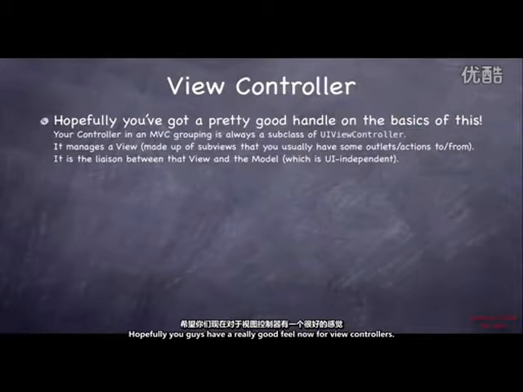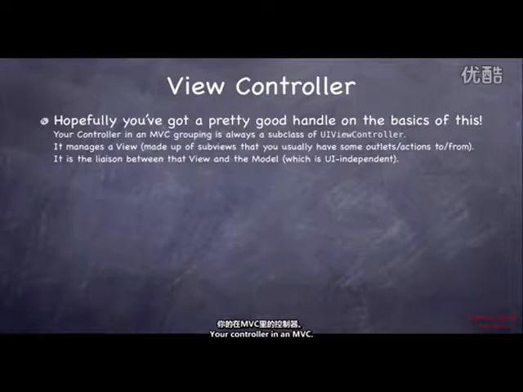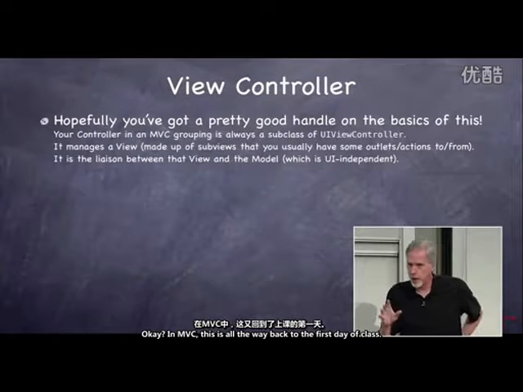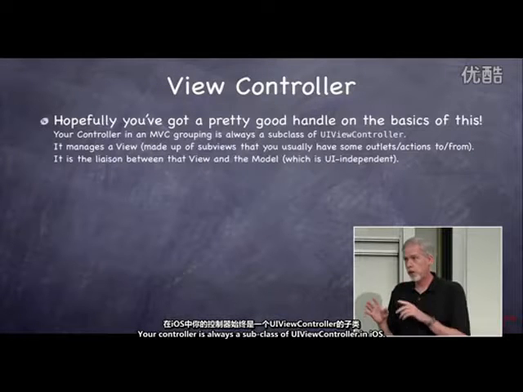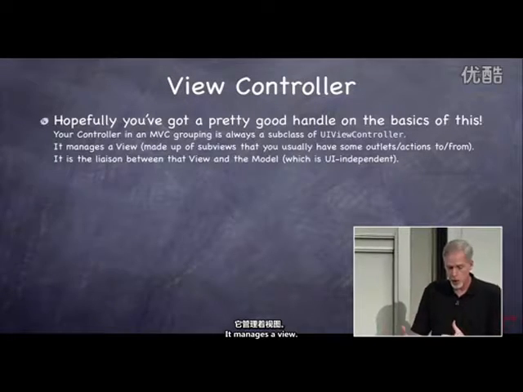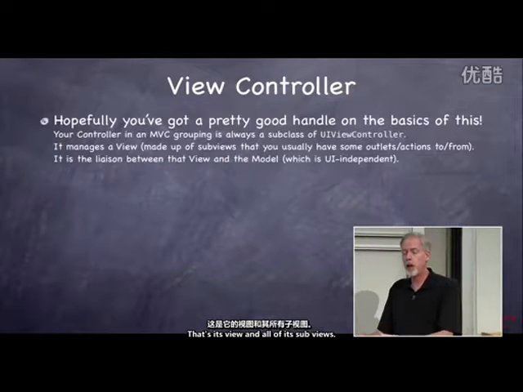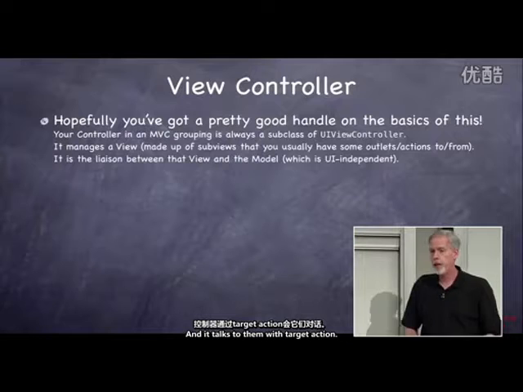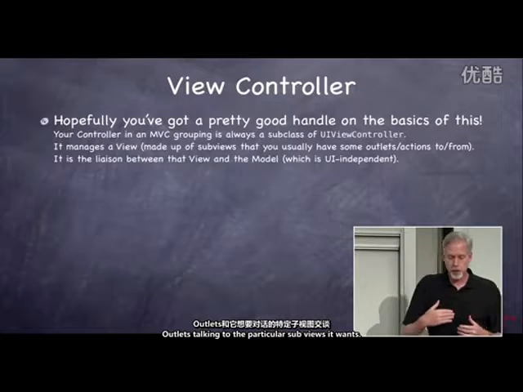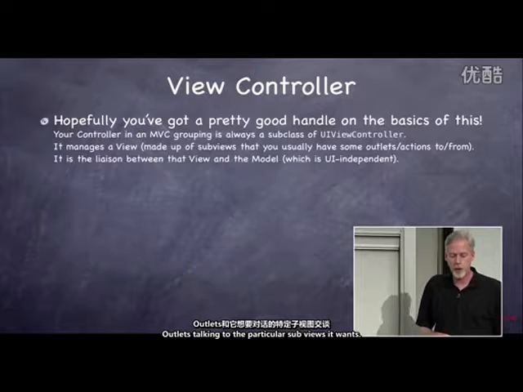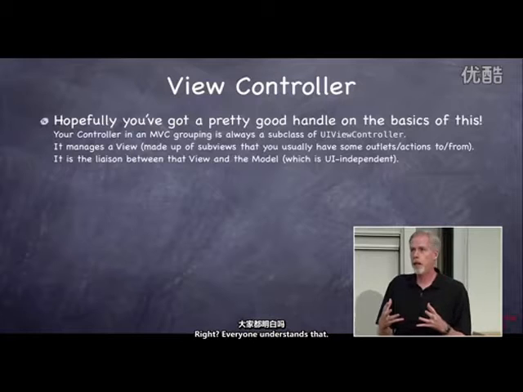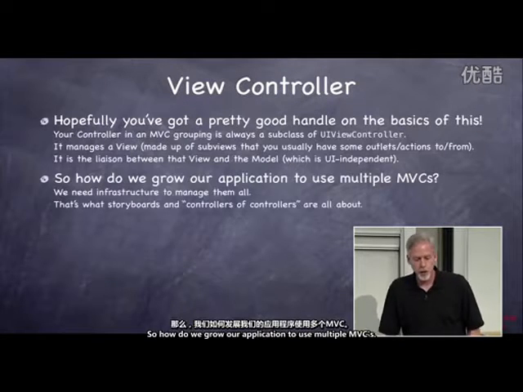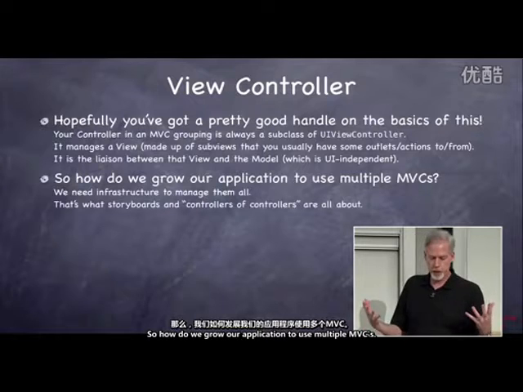All right, so view controllers. Hopefully you guys have a really good feel now for view controllers. Your controller in an MVC, this is all the way back to the first day of class, is always a subclass of UIViewController in iOS. It manages a view. That's its view and all of its subviews, right? That's its minions. And it talks to them with target action, outlets talking to the particular subviews it wants. And it's the liaison between that view and the model. That's what the controller does, right? Everyone understands that. So how do we grow our application to use multiple MVCs?